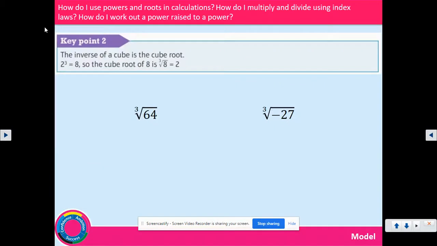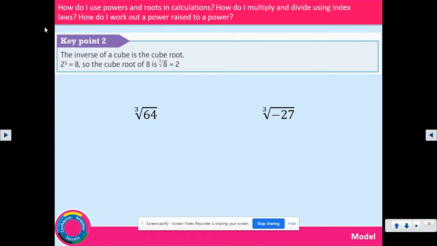Carrying on then. We're going to look at these 2 examples, and we're just going to discuss that key point 2 there. So key point 2 says the inverse of a cube is the cube root. The inverse means the opposite. So the opposite of cubing is the cube root. Okay, so 2 cubed, 2 to the power of 3, is 8. Therefore, the cube root of 8 is 2. Because we find the cube root of 8, and that gives me 2, because it's the inverse of cubing 2.